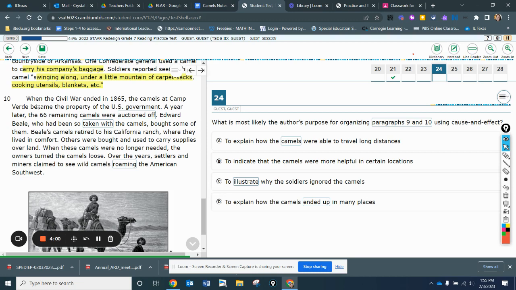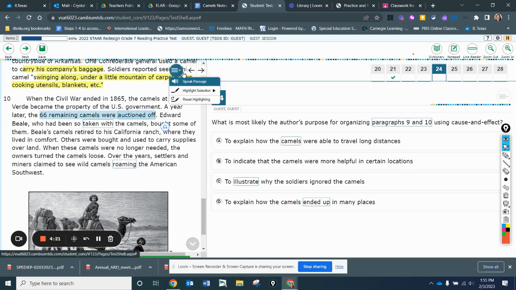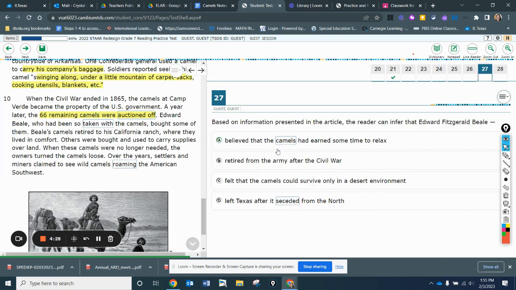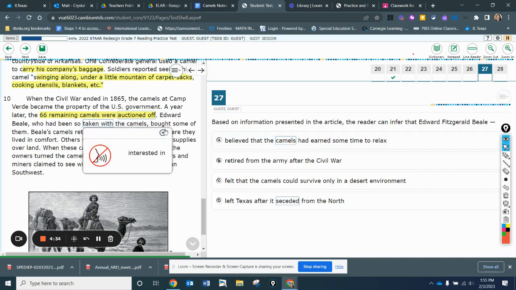Let's look at paragraph 10. When the Civil War ended in 1865, the camels at Camp Verde became property of the U.S. government. I'm still not seeing an effect. A year later, the 66 remaining camels were auctioned off. They were sold. Oh, I'm seeing the effect of them pretty much being ignored, right? Edward Bill, oh, there's that guy again. What number was that? Edward Bill had been so taken with, so interested in the camels, he bought some of them.